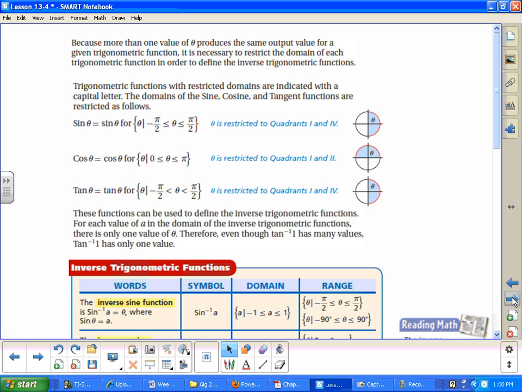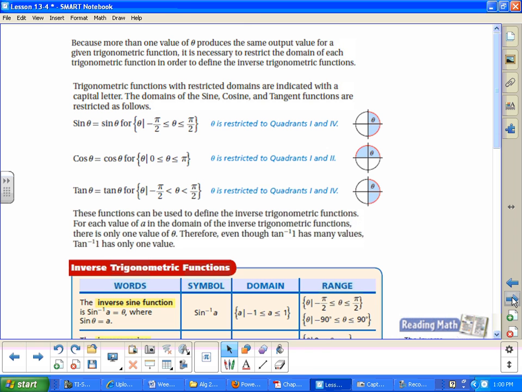Cosine. For cosine to have an inverse, it's restricted to the area between 0 and pi, or 0 and 180, which is the upper half of the graph on your unit circle. For tangent to have an inverse, it's restricted to between negative pi over 2 and pi over 2, also the same as sine. All right, so the right-hand side of our graph. So for them to be functions, we have to restrict them there.